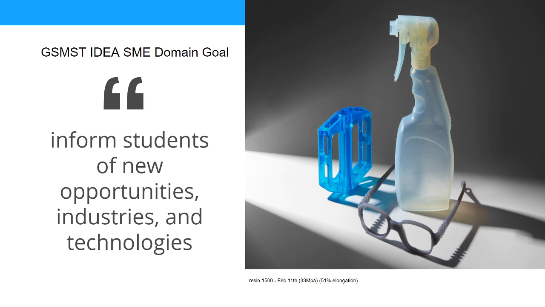So an example of this is the picture to the right here. We have three objects, a sort of fastener or a brace, a spray bottle, and the frame of a pair of glasses. Now, what these three things have in common is they are all 3D printed objects from the material resin 1500. This was an article I read a while back in my SME newsletter, and I learned that resin 1500 is a newly developed material used for 3D printing that can hold up to 33 megapascals of force.